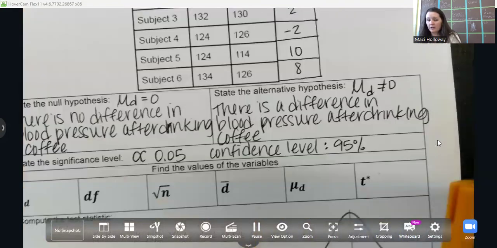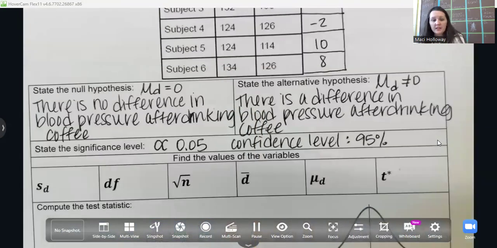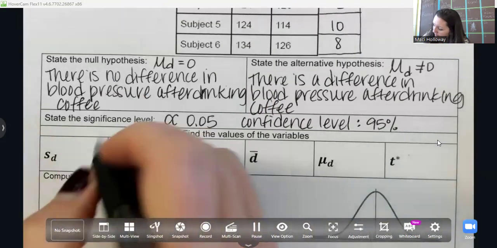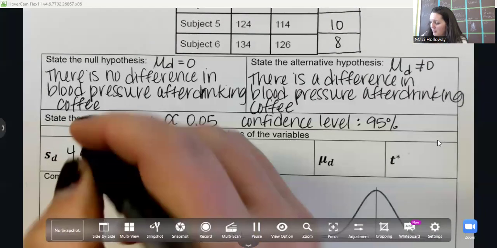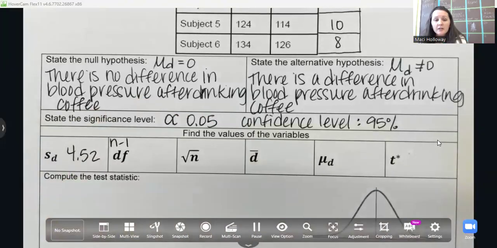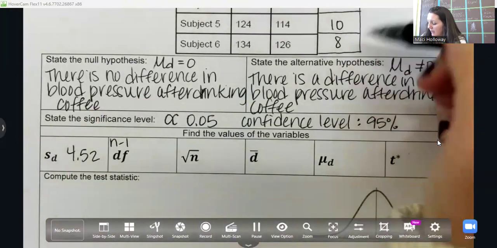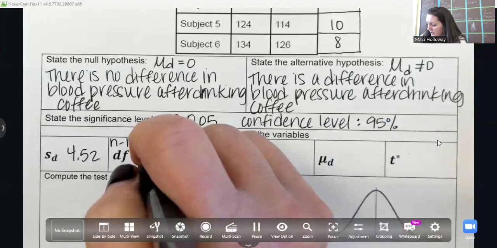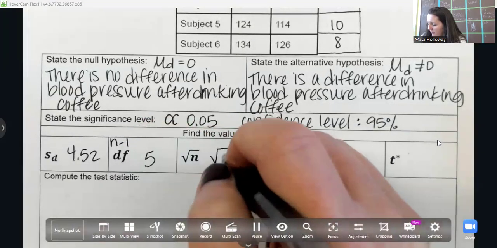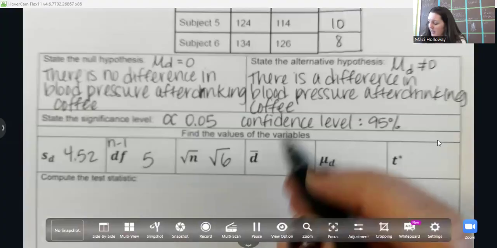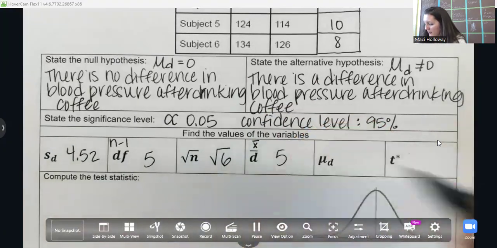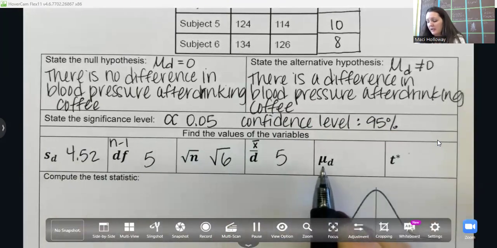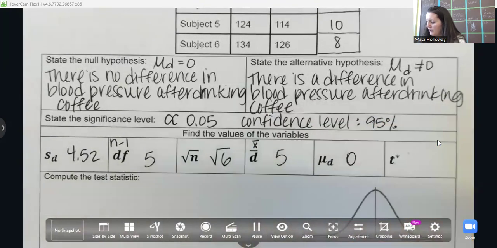So let's fill in the values that we know here. Standard deviation is 4.52. Degrees of freedom, remember, is n minus 1. So our n, we have 6 values. So 6 minus 1 is 5. This is square root of 6. And this is our, in the calculator, it's going to look like X bar, which we found is 5. The claimed value or the claimed difference, remember, is 0.